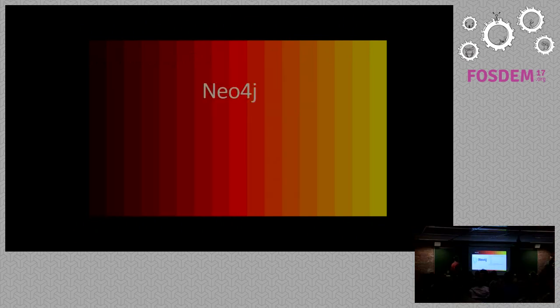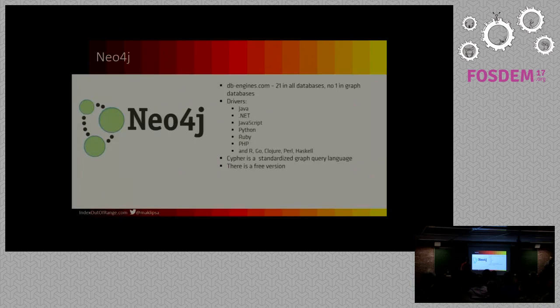Why Neo4j? Why did I get interested in Neo4j? Because there's a site, dbengines.com, and on this site, Neo4j is the 20th or 21st most popular database, which is a really good position. And of course, it's the number one graph database there is. It has drivers for almost any language. We have openCypher, so Cypher is basically the industry standard for asking graph questions. And of course there is a free version.